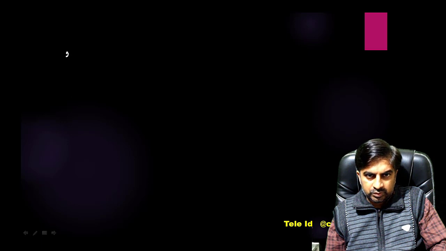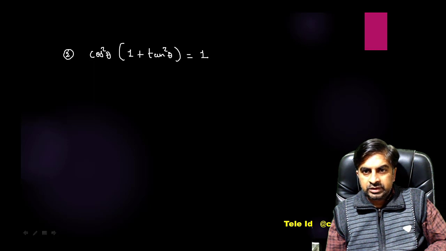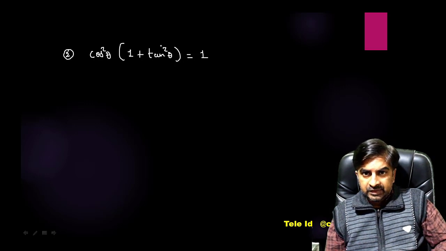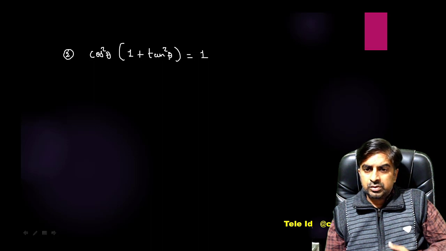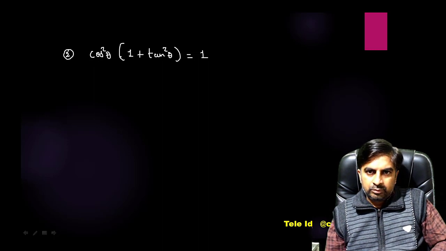So let us start with question number 2. Cos square theta into 1 plus tan square theta equals to 1. So here also same type of thing. Cos square, we can convert this cos square as 1 plus sine square theta, and this 1 plus tan square is equals to sec square theta, right? But we are not going to do that. We need to see that out of this cos I can get sec, and out of this also I can get sec. So I am going to convert both this into sec only.